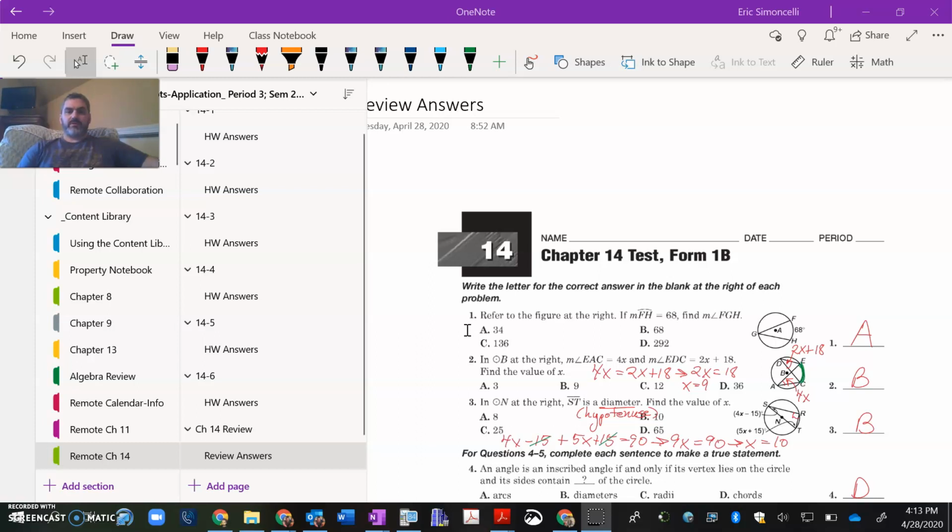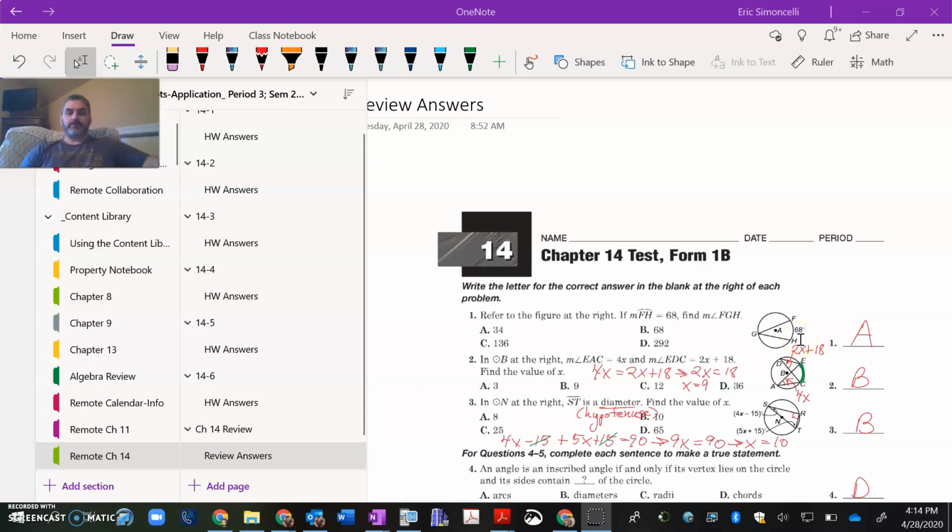So number one, refer to the figure at the right. If the measure of arc FH is equal to 68 degrees, find the measure of angle FGH. So 68 degrees here is an arc, and the inscribed angle, which we already remember hopefully from the prior sections, happens to be half as big as the arc. So the inscribed angle is half of 68, simply 34. So A.